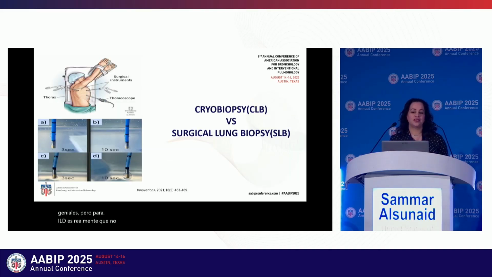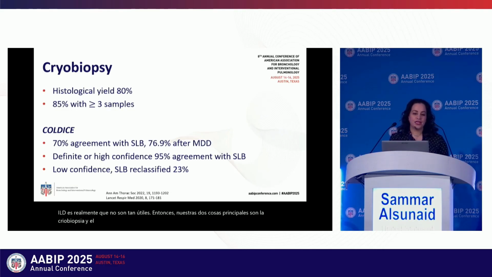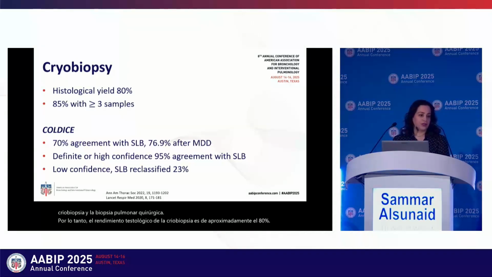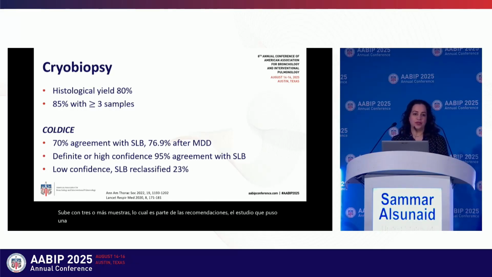So our two major things are cryobiopsy and surgical lung biopsy. So cryobiopsy. Histological yield is about 80%. It goes up with 3 or more samples, which is part of the recommendations. The study that put cryobiopsies more into the mainstream of things was the COLDICE study that was published in Lancet in 2021.